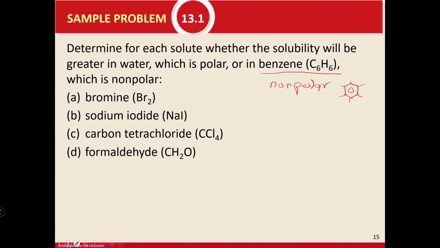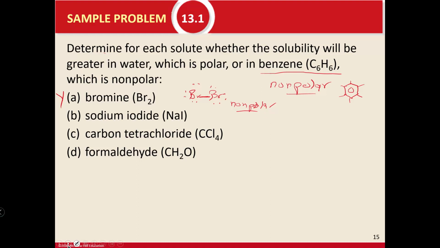So what we have to determine is whether these four substances here are polar, nonpolar, or ionic. For bromine, if you did the Lewis structure, you would get two bromines bonded together, and each bromine would have 3 electron pairs around it. Because it's bonded with itself, you don't even have to do this. You know this is a nonpolar molecule. There's going to be equal sharing of the electrons between the two bromine atoms because they have the same electronegativities. So bromine is a nonpolar molecule. If it's nonpolar and benzene's nonpolar, yes, bromine will dissolve in benzene.